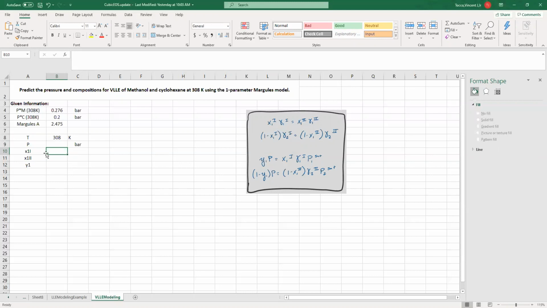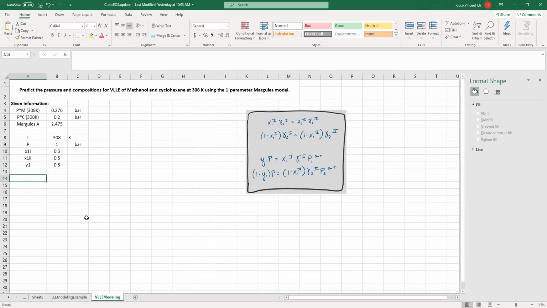So how would I go about doing that in Excel? Remember that I need a good initial guess for all of these. So I'm going to go ahead and guess 1 bar. I'm just going to put in 0.5, 0.5, and 0.5. So I'm going to make the point later that, remember, you need to have a good initial guess. You can't just make any old initial guess. So we're going to see what happens when we try to solve this system of equations.